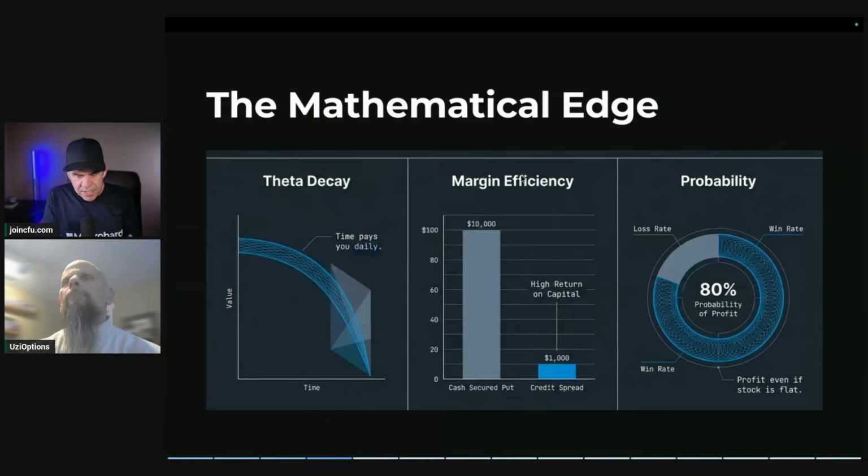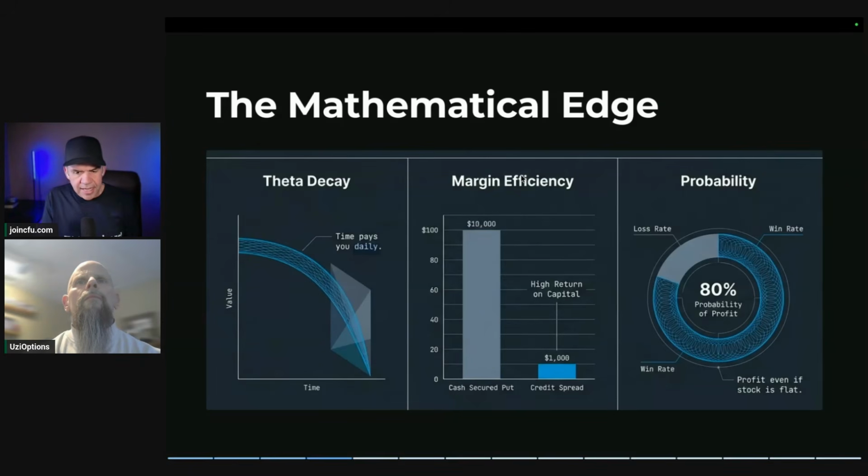This is showing the typical difference between a cash secured put and a credit spread. Dollar for dollar, you need about $10,000 to secure the same amount of income that you can generate from a put credit spread. While you can have $1,000 of capital at risk, that's going to generate almost the equivalent income of a cash secured put.